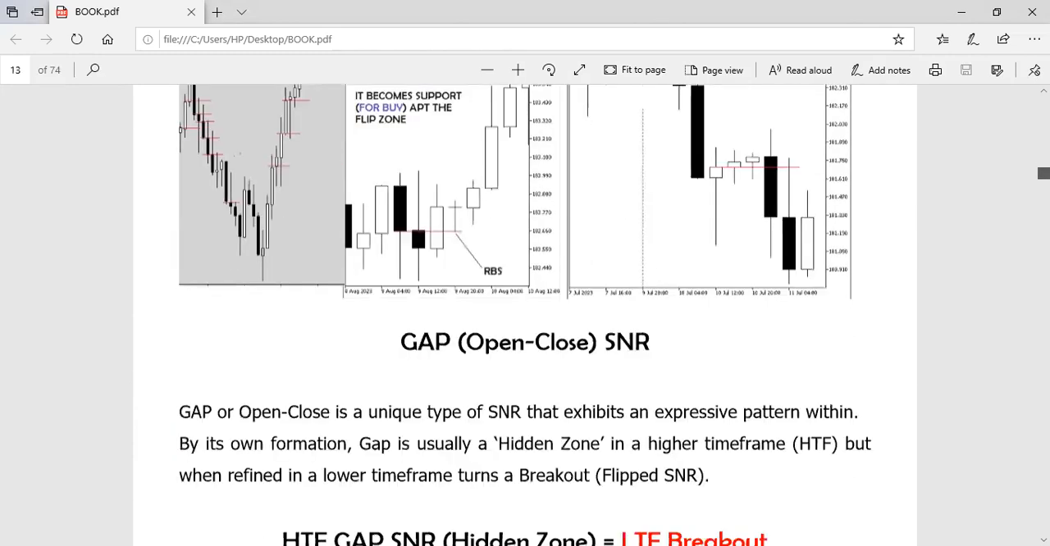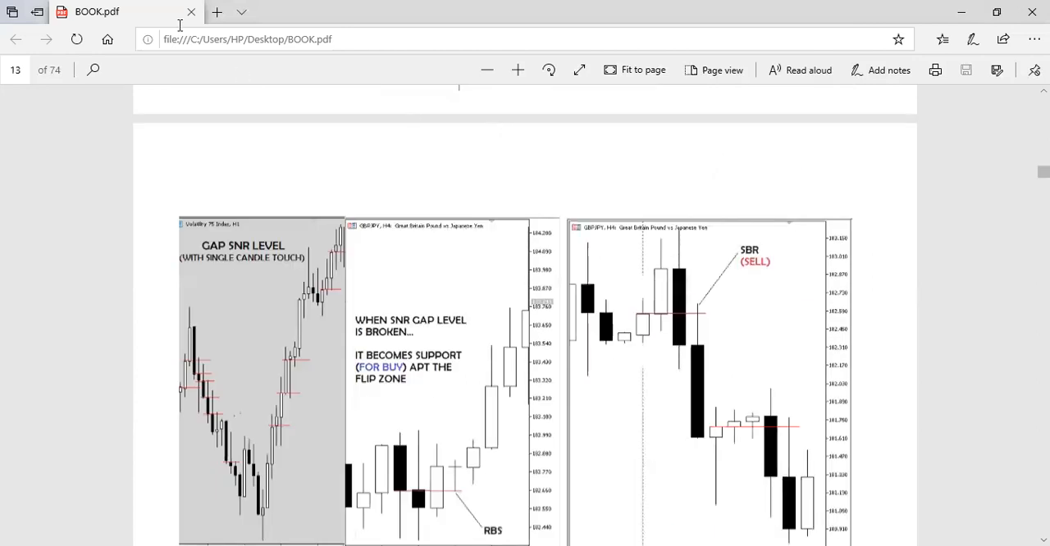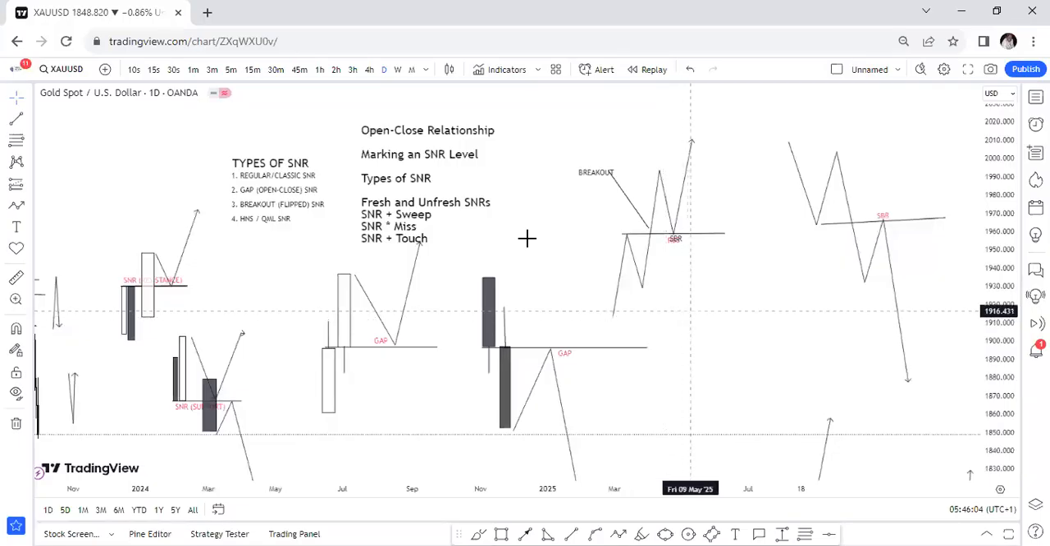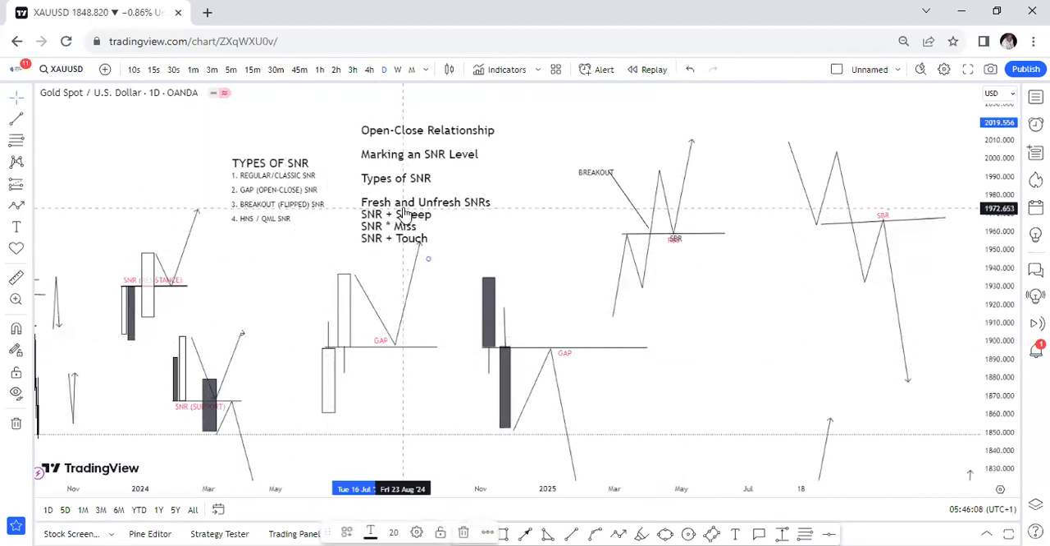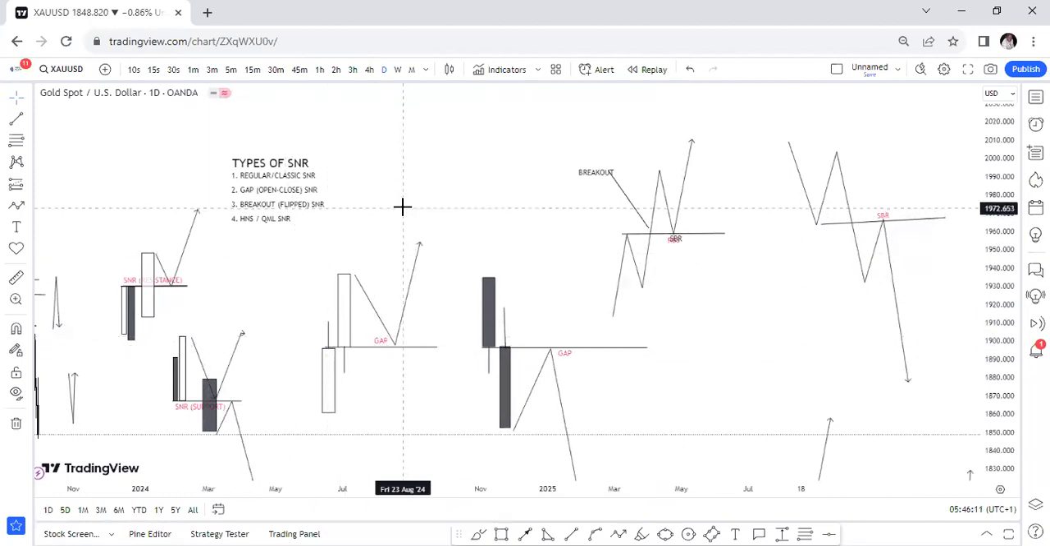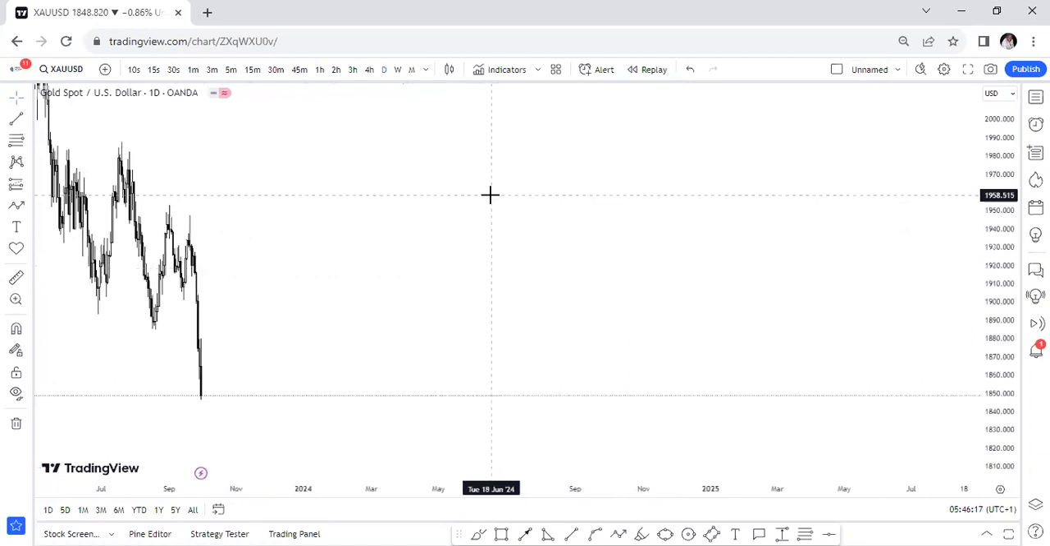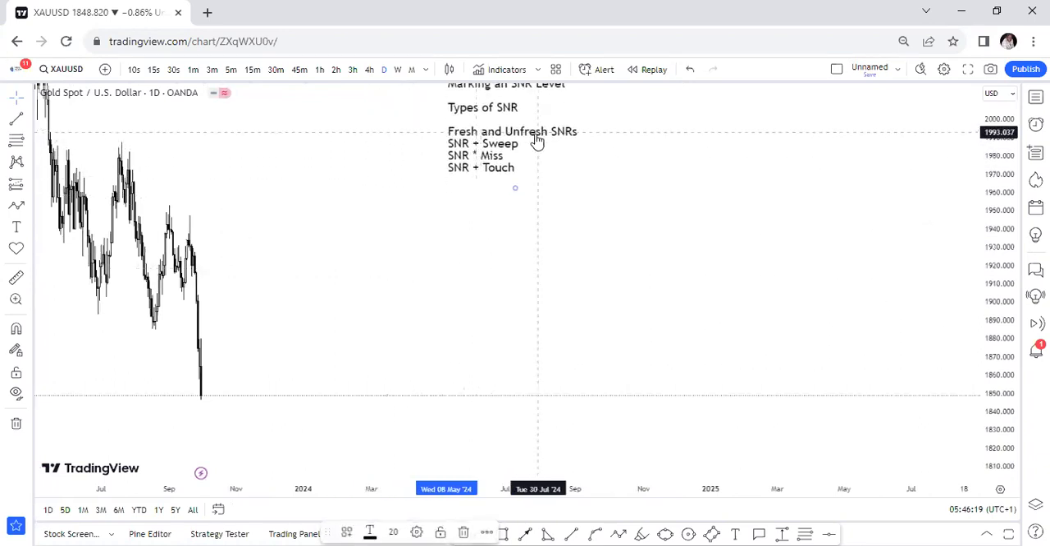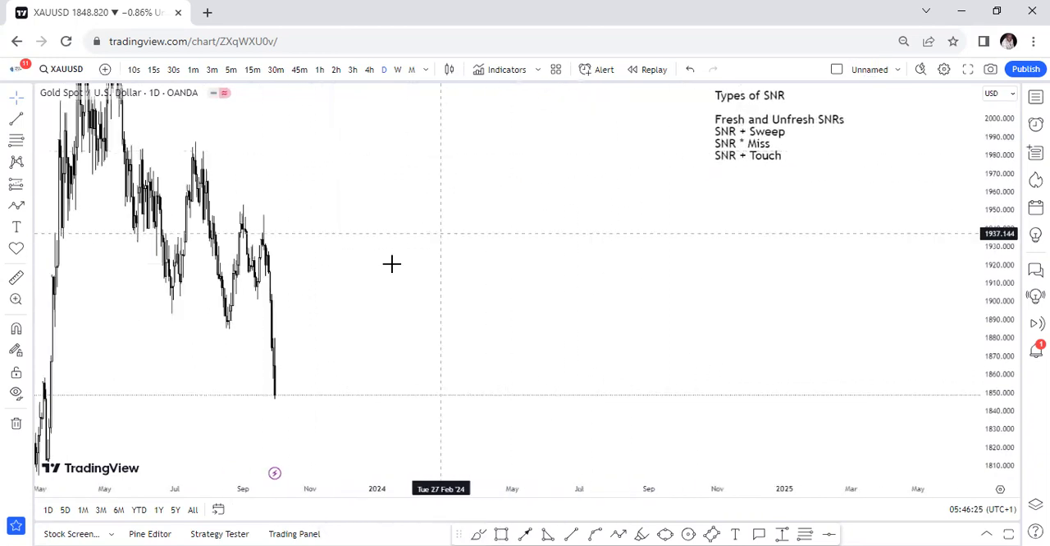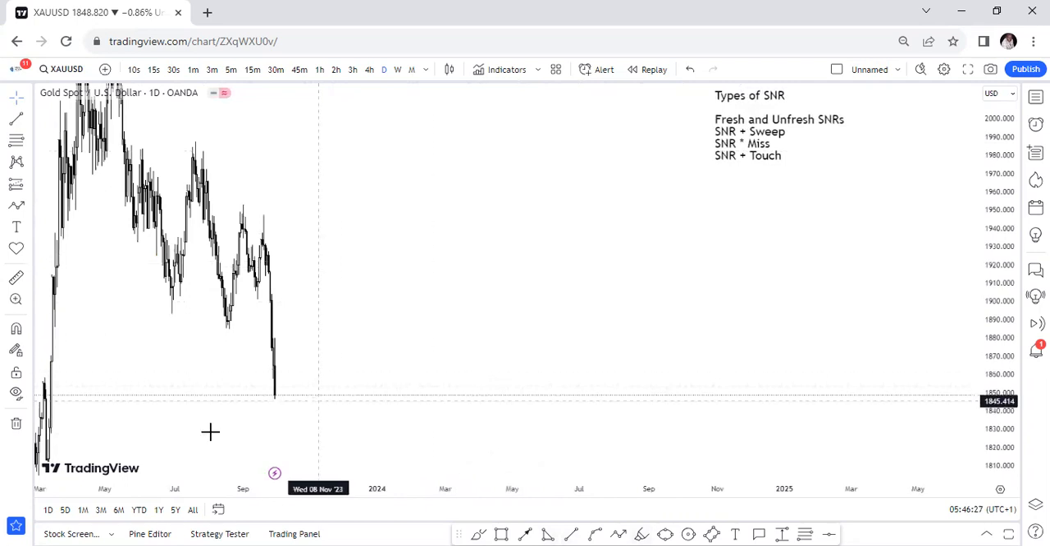So we made mention of that, so we go to the next topic. So we're going to delete. Let's delete. Let this go. Then we talk about the fresh and unfresh level.